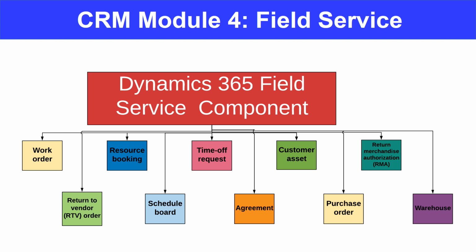Work order. The work order is the heart of the field service module. It's where you specify all the facets of a service call: where to go, what needs to be done, what parts are used, who is doing the work, and so forth. Return to vendor, RTV order. RTVs are used to track inventory items that you have returned to a vendor. Use RTV substatuses to track the status of the individual parts of the RTV.